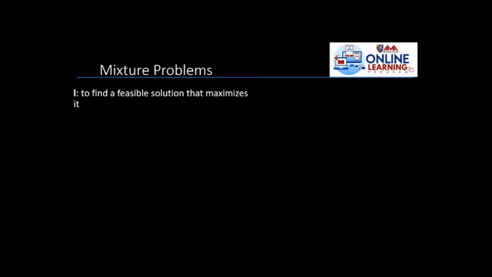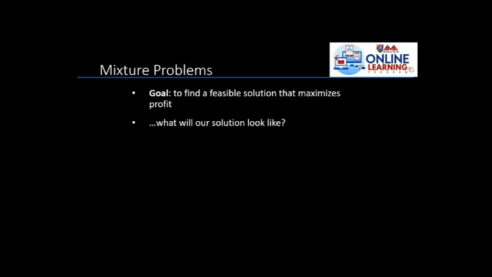Okay? So, a mixture problem has a goal to find a feasible solution that maximizes the profit. So, what will our solution look like? The mixture problems consist of 5 parts: resources, products, recipes, profit, and objective. We will go through them one by one later.